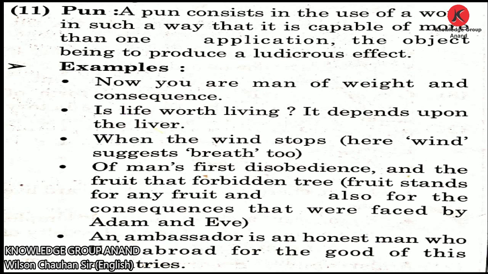Okay. Sentence number 3, dear friends. "When the wind stops." Here wind suggests breath too. Now, wind stops means we may feel warm. You see we are in summer. Already we have approached the monsoon, but we have not been able to experience good rains, and therefore it's very hot weather.